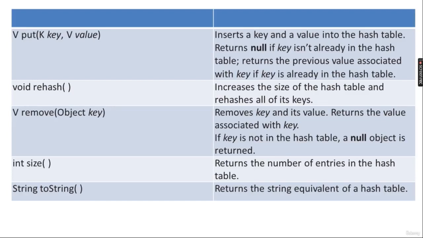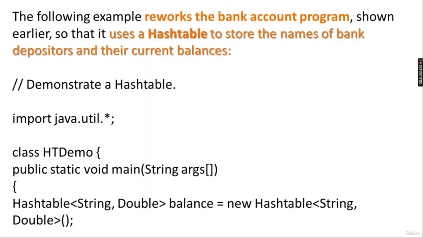Object put(K key, V value) inserts a key and value into the hash table. Returns null if the key is not already in the hash table. Returns the previous value associated with the key if the key is already present. Void rehash() increases the size of the hash table and rehashes all of the keys. Object remove(Object key) removes the key and its value, and returns the value associated with that key. If the key is not in the hash table, a null object is returned. int size() returns the number of entries in the hash table. String toString() returns the string equivalent of the hash table.